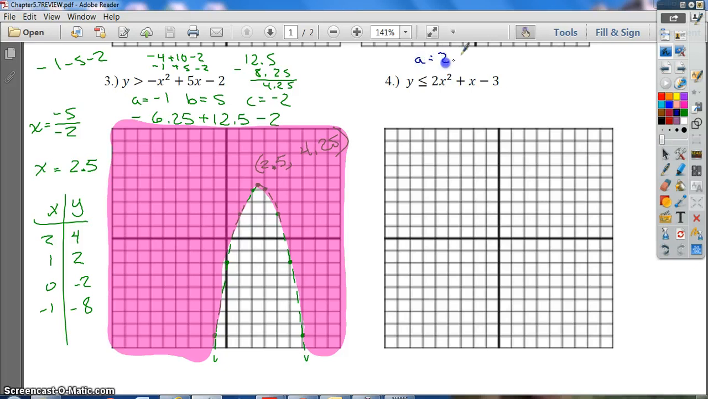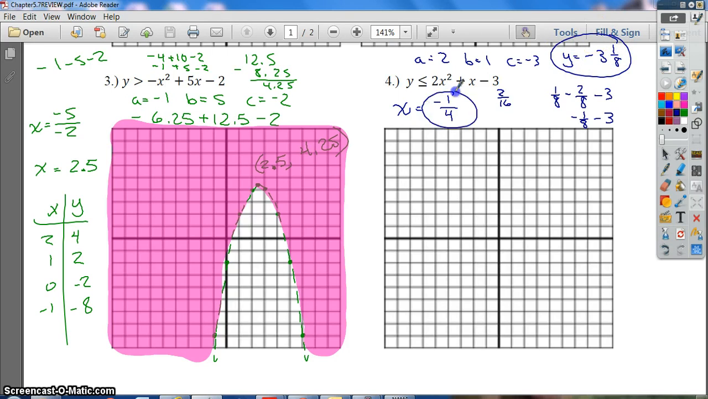A is 2, B is 1, C is negative 3. So your x value is negative 1 over 4. Okay? So that's a negative quarter. So if I put negative 1/4 in here, I'm going to get positive 1/16. So that's 2/16, which is 1/8. Minus 2/8, because I'm going to change 1/4 to get a common denominator, minus 3. This is negative 1/8 minus 3, so I'm looking at negative 3 and 1/8.